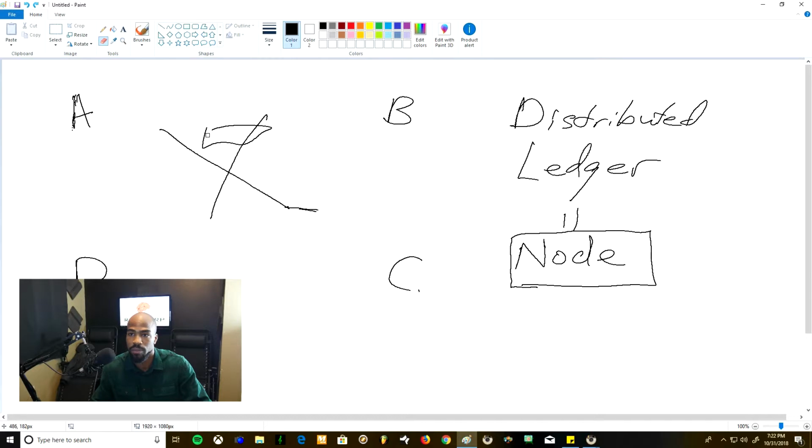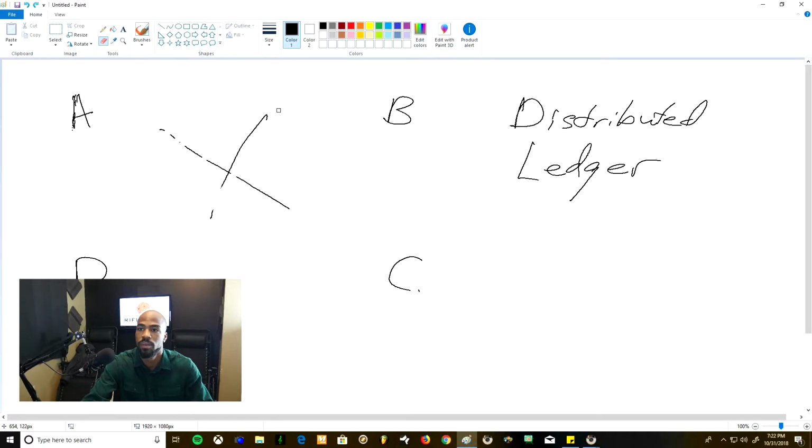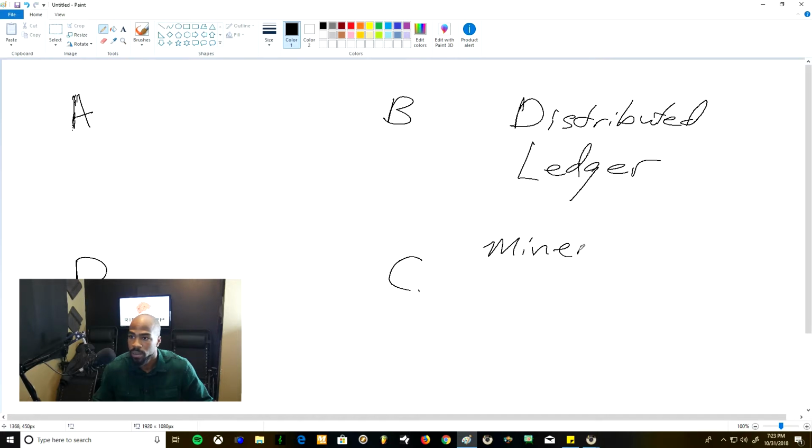Let me just delete this. Miners have their own specialized node. So a miner, they have special nodes.